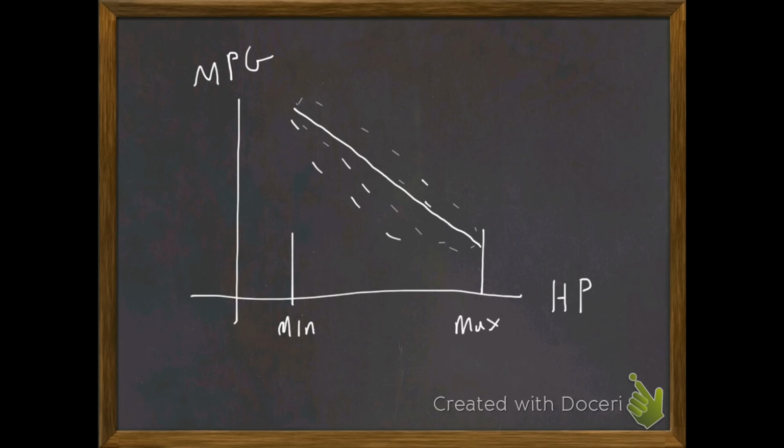Now, what happens out here? I have no idea. Our data might have gotten real wacky out here and done something crazy. What happens down here below our minimum? Again, I have no idea. I don't have data down there. So at the end of the day, we're using data to make informed decisions. And we can't make informed decisions if we don't have data in that particular part of our horsepower.